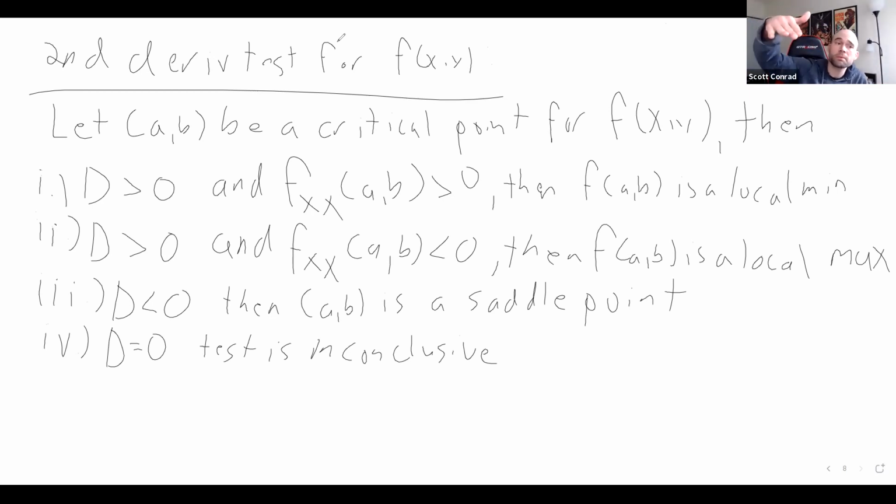But remember, if the discriminant's positive, it's either a local min or a local max, then it works like the second derivative test for functions of one variable. If f sub xx is negative, then it's concave down, so you have a local max. If it's positive, concave up, then you have a local min. And if the discriminant's negative, then you have a saddle point. Any questions about that?